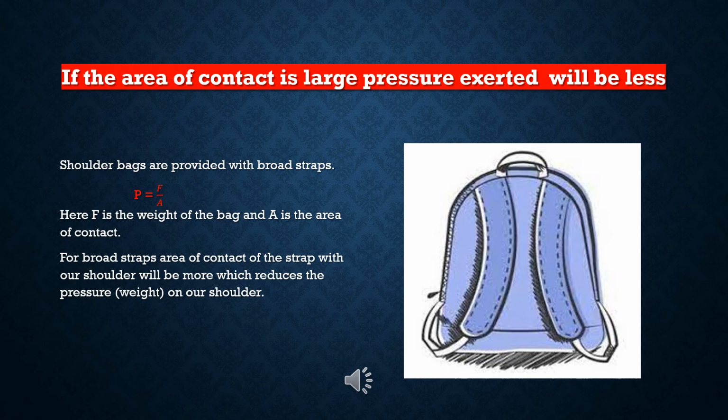Shoulder bags are provided with broad straps. The reason is again the same formula, P is equal to F divided by A. Here F is the weight of the bag and A is the area of contact, which is the width of the strap. For broad straps, the area of contact of the strap with our shoulder will be more, which reduces the pressure on our shoulder.